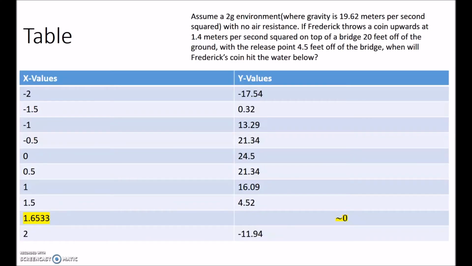This is my table. The x values, which are the time, are on the left, and the y values, which are the distance from the water, are on the right. For example, at x value 1, which is 1 second after the coin is thrown, the y value is 16.09 feet over the water. The solution is highlighted, 1.6533.